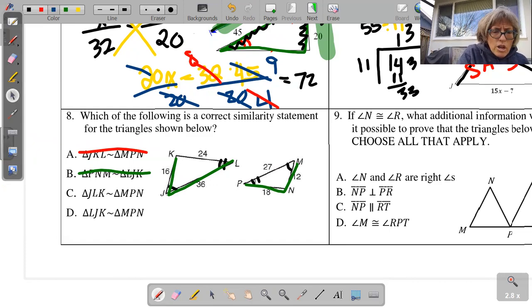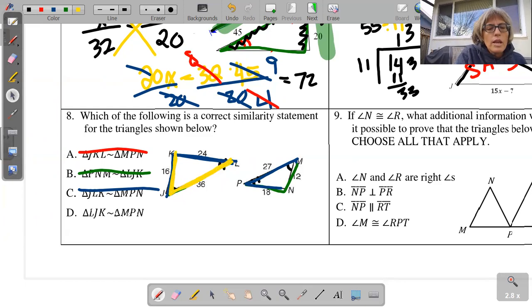JKL, JKL, that's short to medium. MPN, MPN, that's long to short, long to medium. Nope. So now you'll see that obviously this last one, but trace it anyways. LJK, LJK, that's long to short. MPN, MPN, long to short. That works.